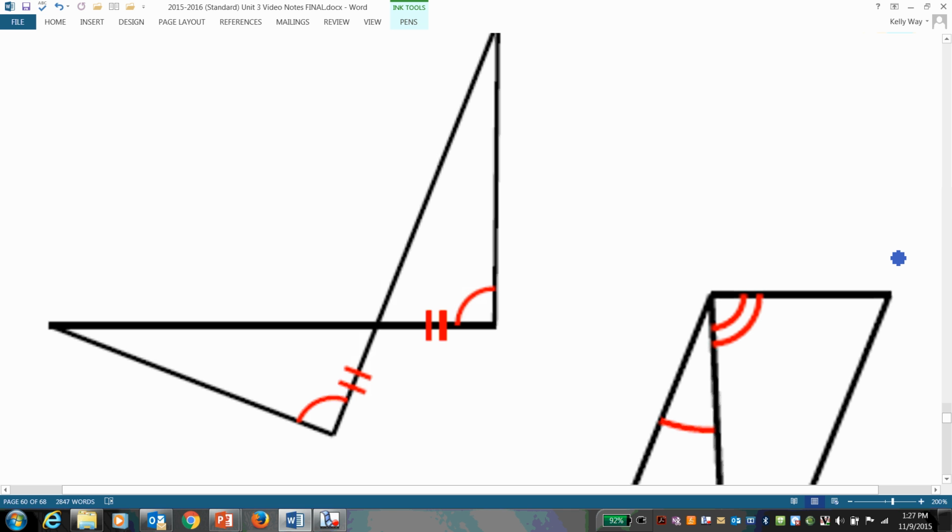Let me give you a couple examples here. So we're going to mark our freebie. And we have a pair of angles. Here's another pair of angles. And then the side is sandwiched between the angles. The side is sandwiched between the angles. So that is called angle, side, angle.